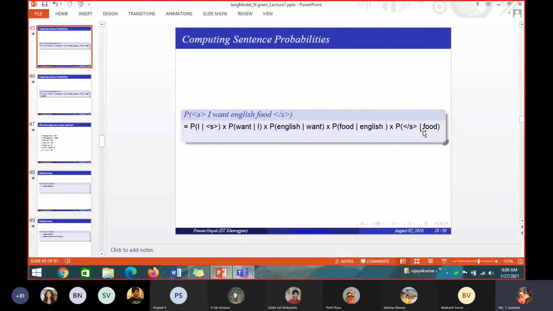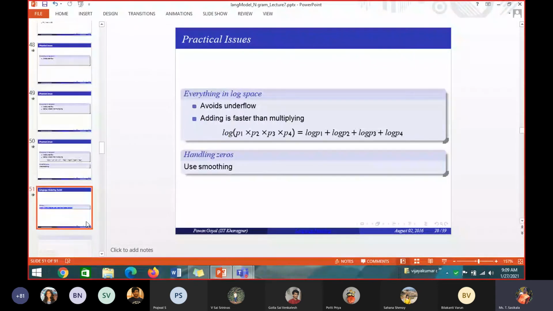If any one of the bigrams is not occurring in my corpus, I am giving some test data and finding the bigram probability for the test data. If any one of the bigrams is not occurring in my corpus, then what will be my probability of the entire sentence? 0. So instead of making the entire sentence 0, we will be using some smoothing technique to handle zeros.